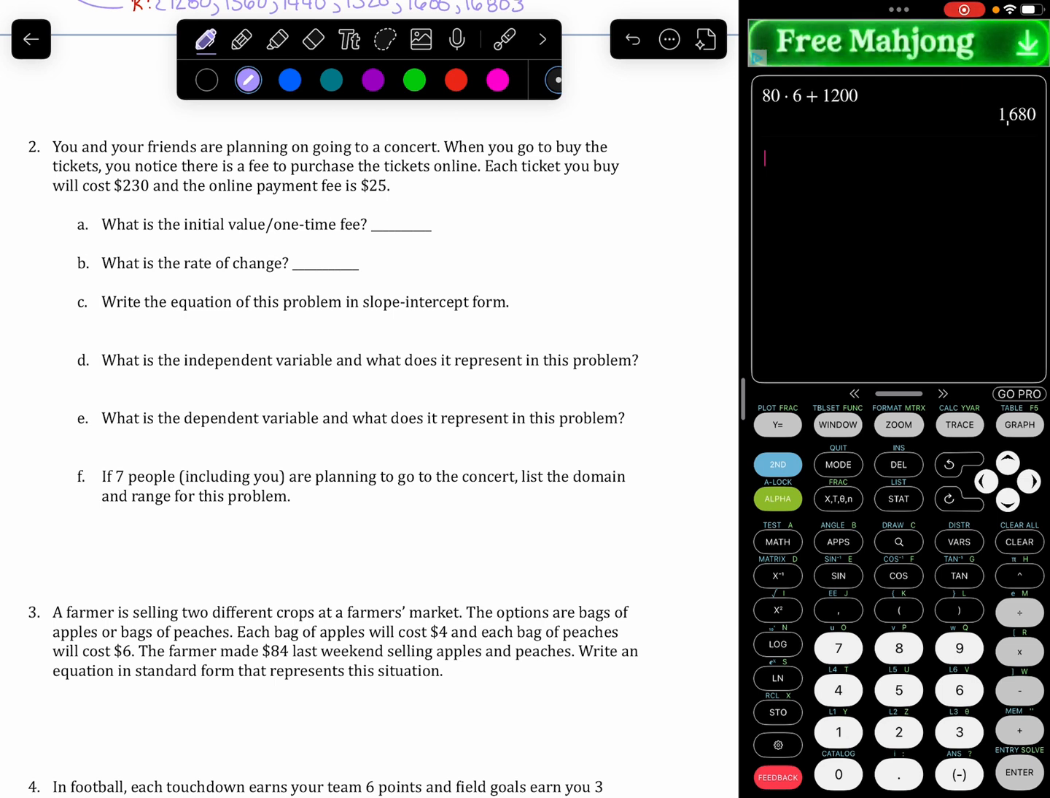Number 2, you and your friends are planning on going to a concert. When you go to buy the tickets, you notice there is a fee to purchase the tickets online. Each ticket you buy will cost you $230, and then the online payment fee is $25. So the first part of my problem is, what is your initial value or your one-time fee? We have to pay $25 once when I purchase my tickets online. It's not per ticket. No matter how many tickets I purchase, I have to pay $25.